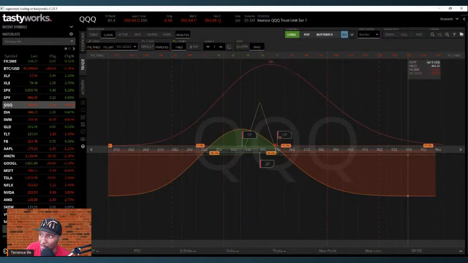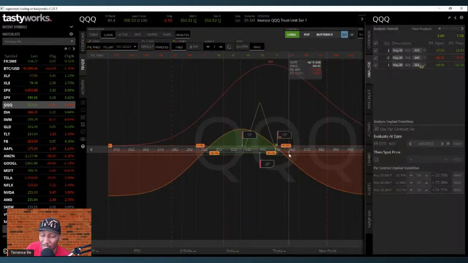Now, I'm going to show you something else. I just need to be right directionally, and then I'm going to make money on this trade. As long as the market goes down, I make money. So if you're the type of trader that can pick direction and you're good at it, then this might be the kind of trade for you.